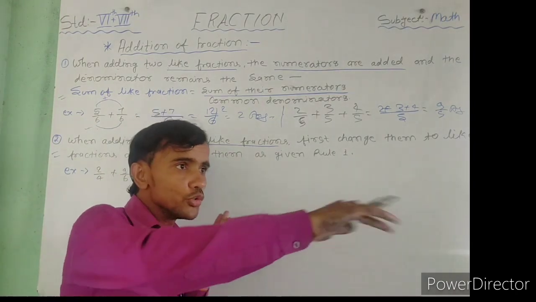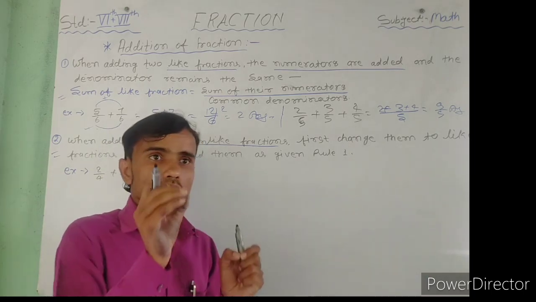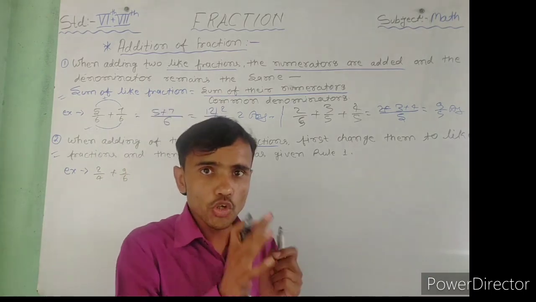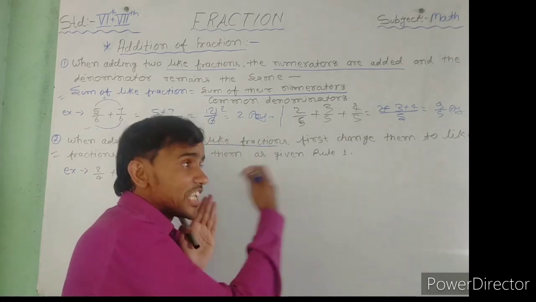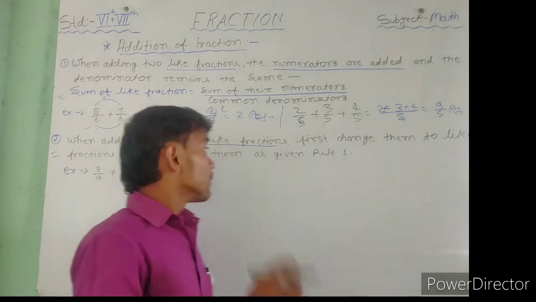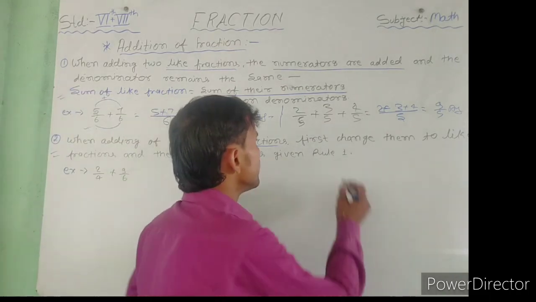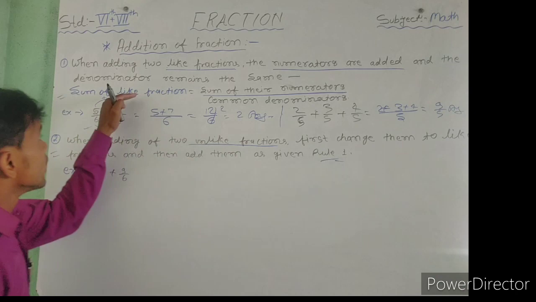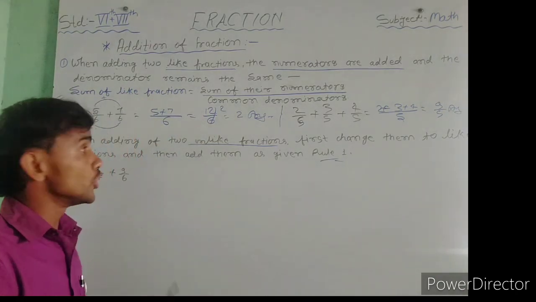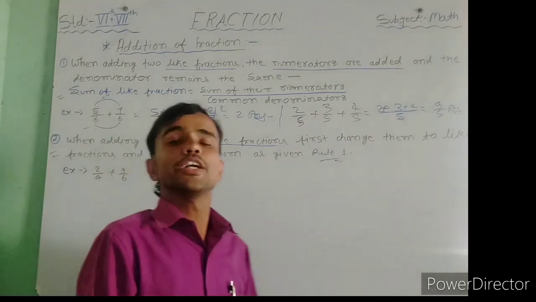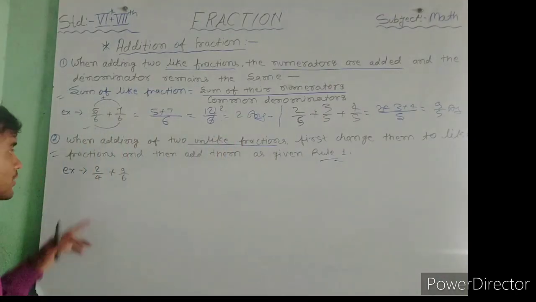You also know, firstly you take the LCM of all the numbers. After that you change them into fractions, and then add them by the given rule. Firstly you convert to like fractions, after that you add them. Is that clear? So that's your question.